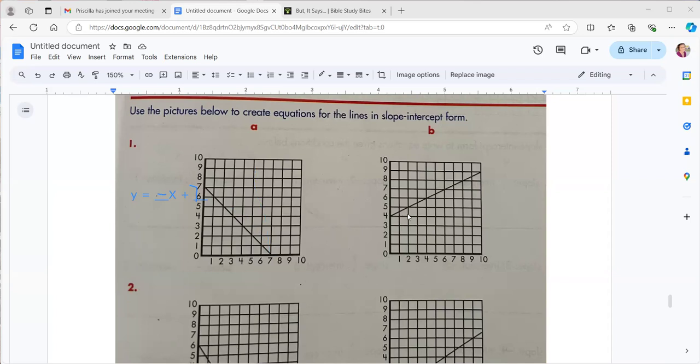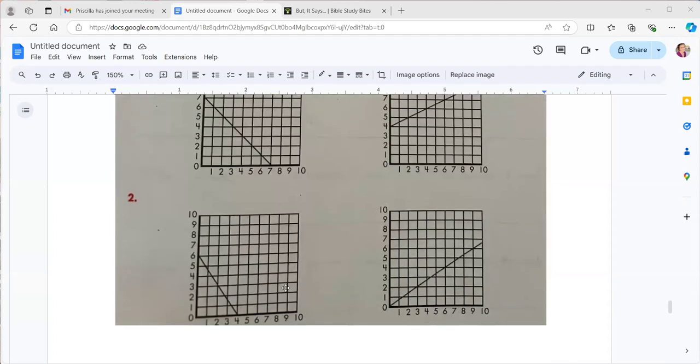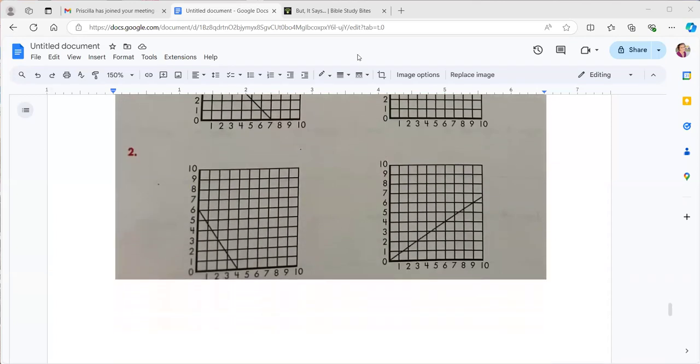So that's a slope of a half. The intercept is 4. What's the equation for that? Y equals, the slope is a half, so it's a half x plus 4. Oh, and you can't really see that anyway. Okay, let's go down. 2A and 2B.